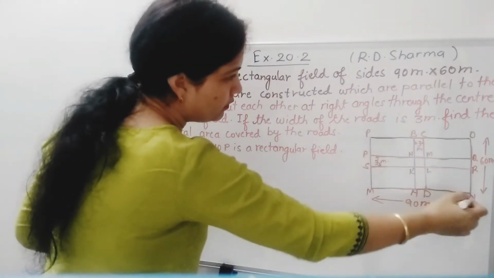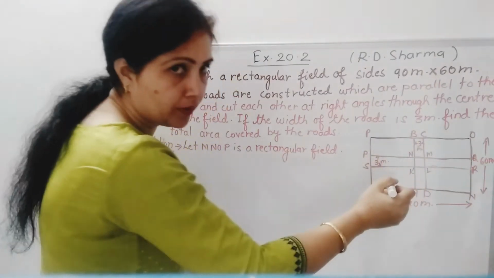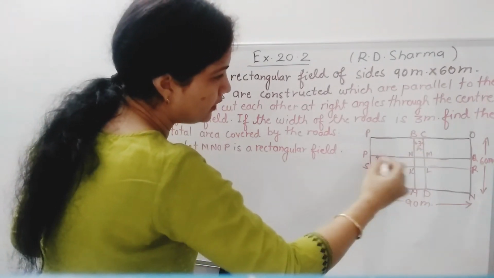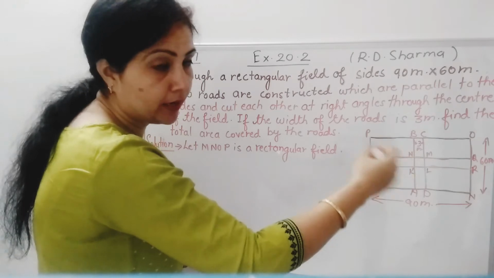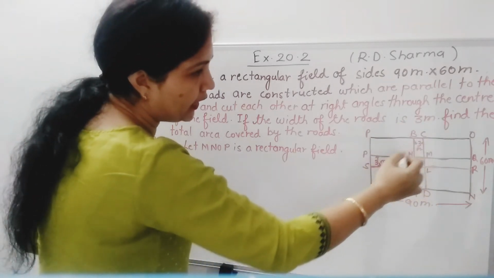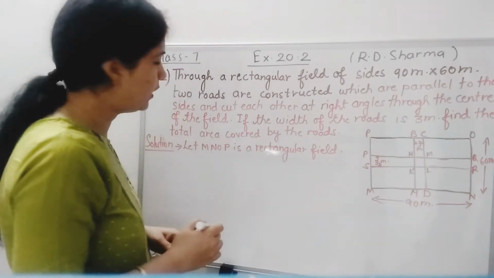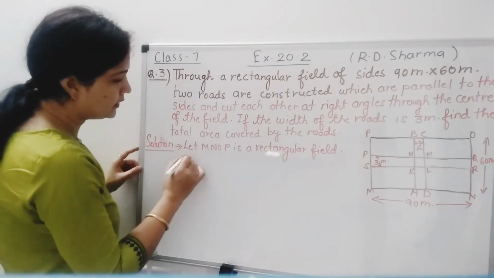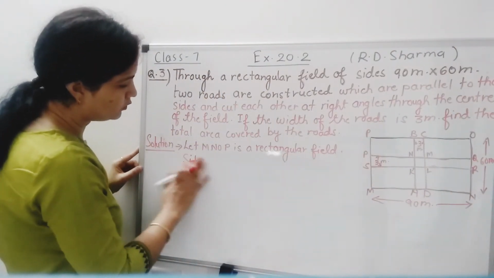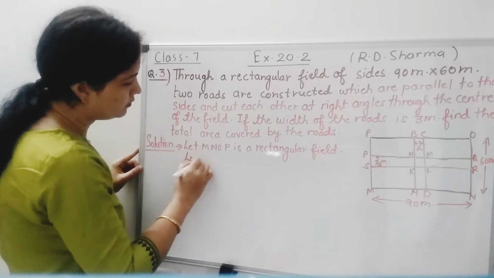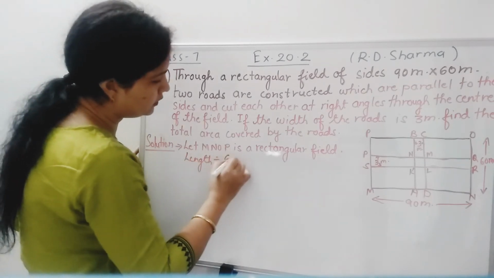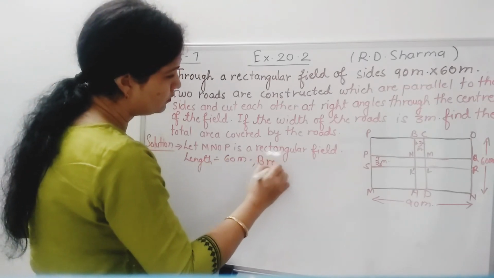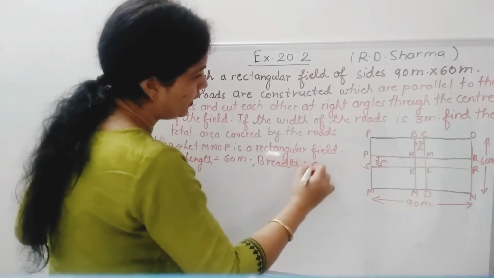So this is the rectangular field whose length and breadth is given. There are two roads whose breadth is 3 meter, and these roads are parallel to the sides of that rectangular field. We have to find out the area covered by these roads. First I have written, let MNOP be a rectangular field with sides, length equal to 60 meter and breadth equal to 90 meter.